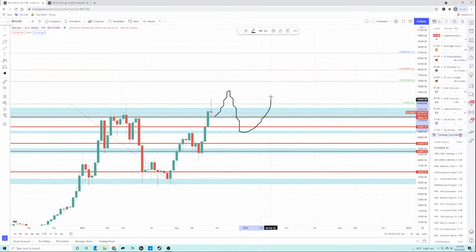So this is what I expect it to do. Next week, or tomorrow it starts, we go up. And then the first week of November, Bitcoin's going to fall. You say, okay, BoringCrypto, how do you come to that conclusion?